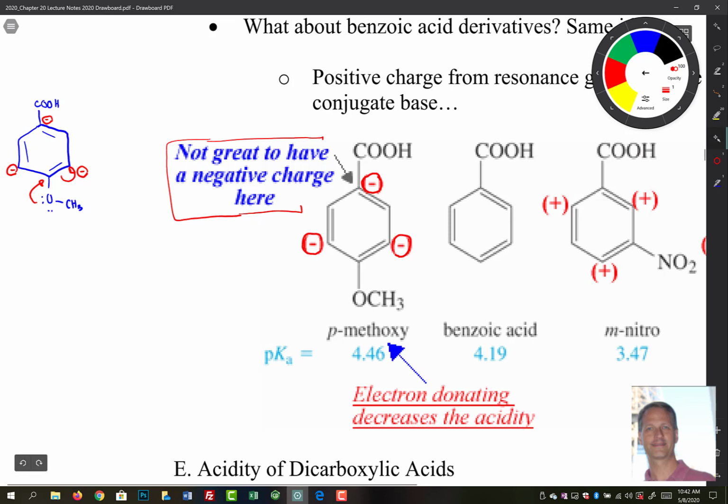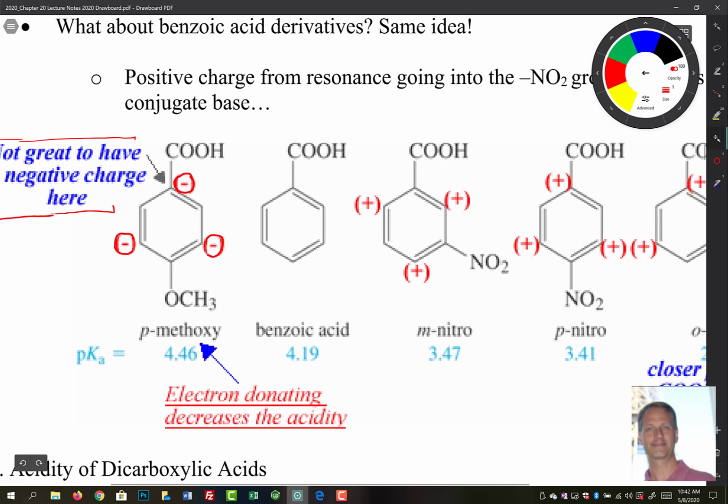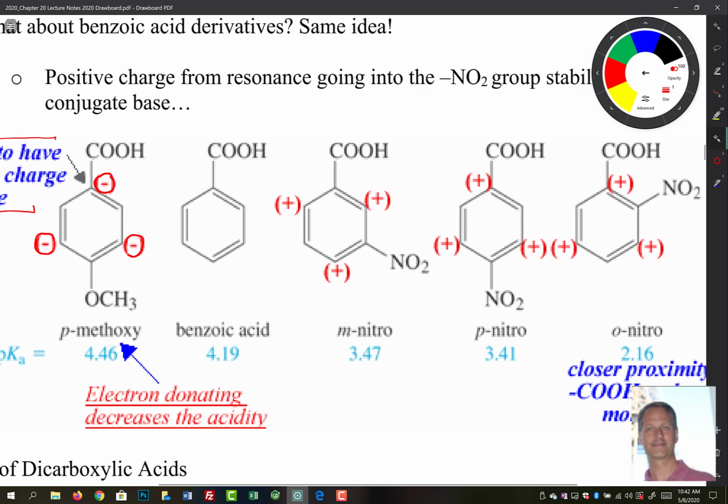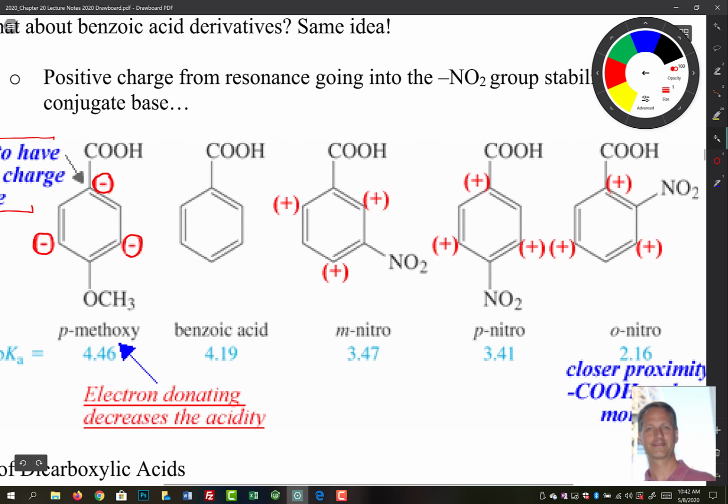Now if you pluck off that electron donating group, because the methoxy group donates electrons, then you become slightly more acidic because you don't have that adjacent negative charge to the carboxylic acid functional group. So you go down to about 4.19. And on the flip side, we could have electron withdrawing groups. So we could have an NO2 group here. Right, so I want to take a look at that one with you guys for a second too.